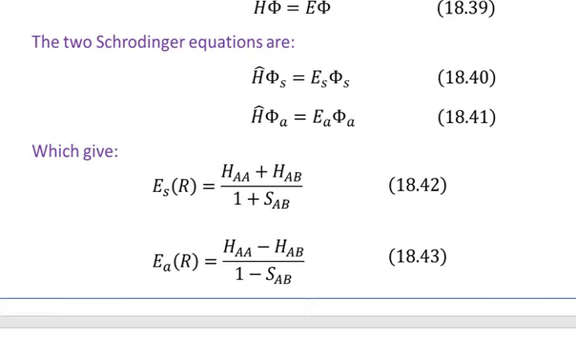And these eigenvalues: corresponding to the symmetric function, Es as a function of R is equal to capital HAA plus capital HAB divided by 1 plus SAB. And for the antisymmetric wave function, the eigenenergy Ea as a function of capital R is equal to capital HAA minus capital HAB over 1 minus SAB. So you see, what is SAB? SAB is an overlap integral, and I have defined it earlier. Now I am going to define HAA, HAB.